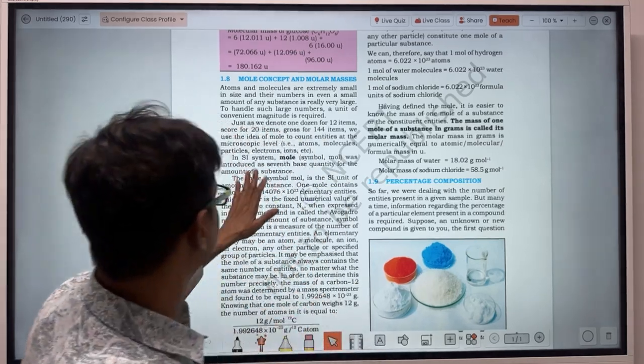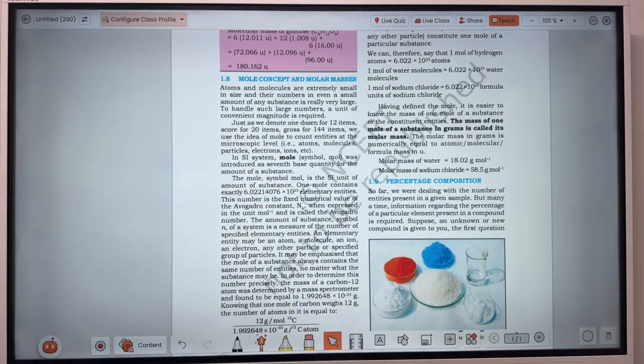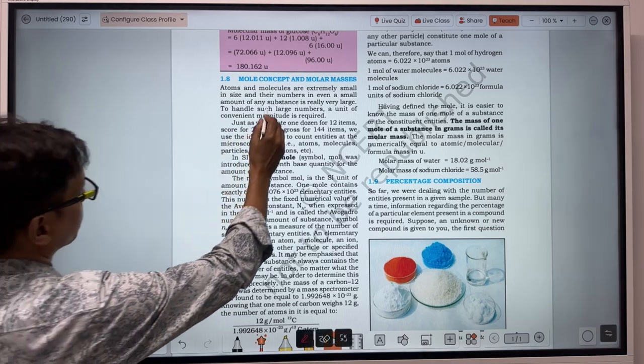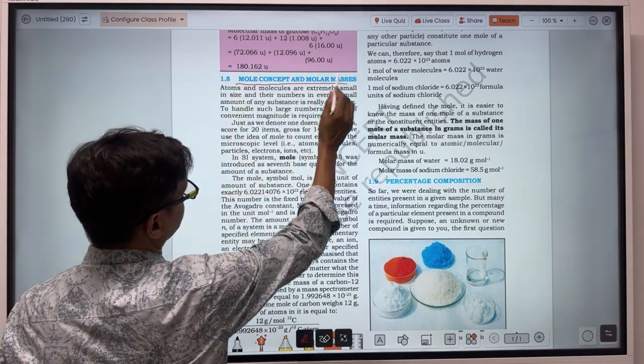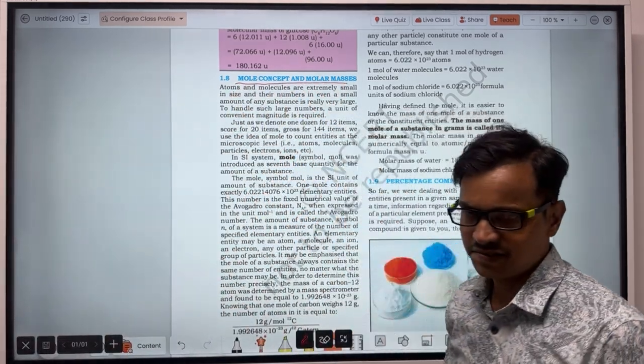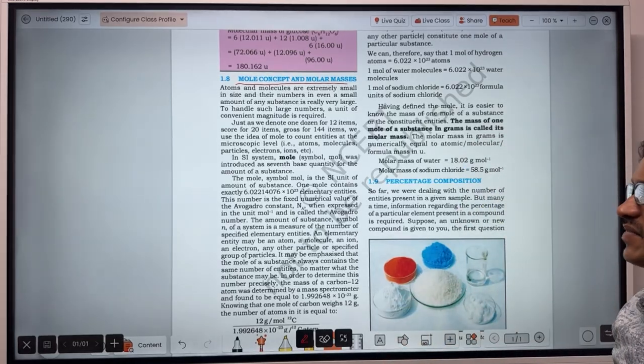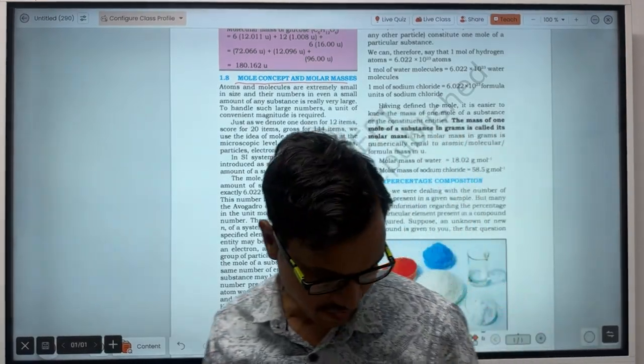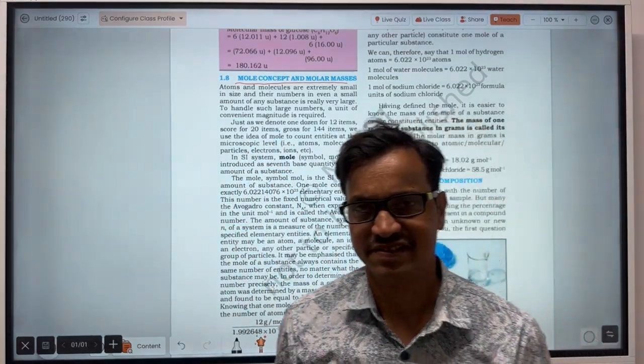Okay, so from here we start with the mole concept and molar mass. Molar mass, what is that? Molar mass is the mass of 1 mole of substance. That is called molar mass.